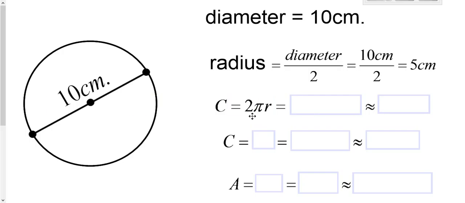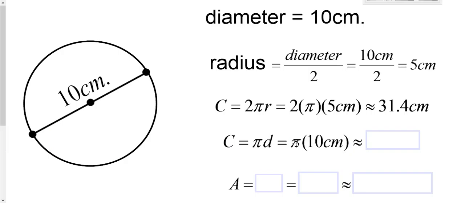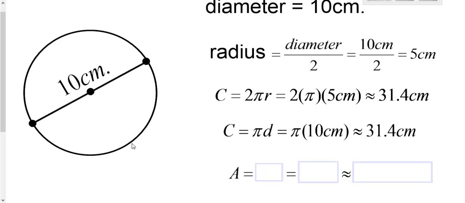So here I believe I use the radius formula for circumference. The next one I'll use the diameter formula. This says take 2 times pi times the radius, set it up there, multiply them all out. Don't do any exact ones. You should be able to round this to 31.4 to the nearest 10th place. You get the same answer using the other formula, taking pi times the diameter. So pi times the whole diameter there instead of the radius will still give you, rounded to the nearest 10th, 31.4.